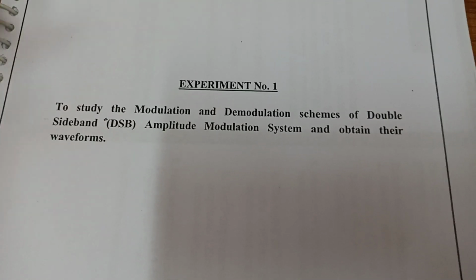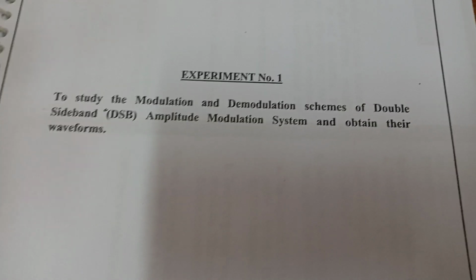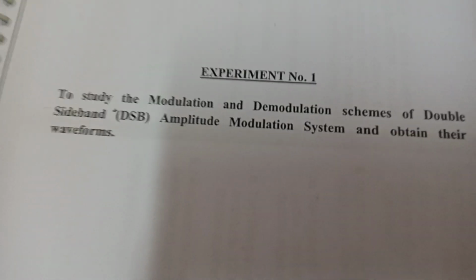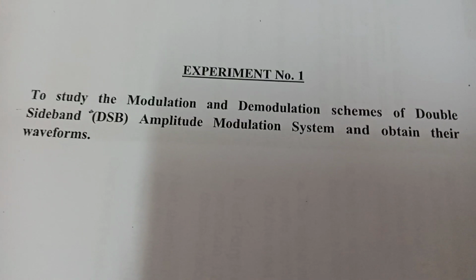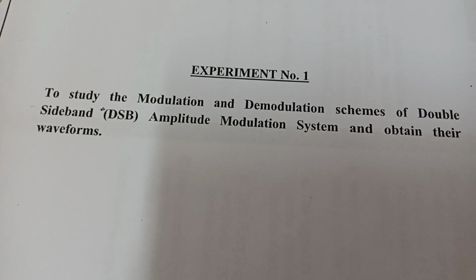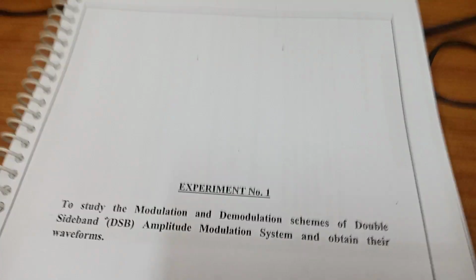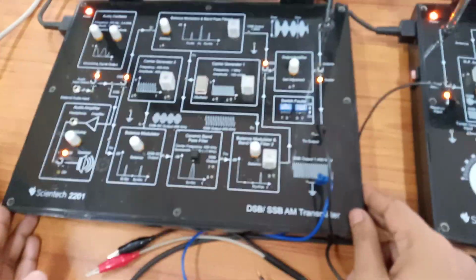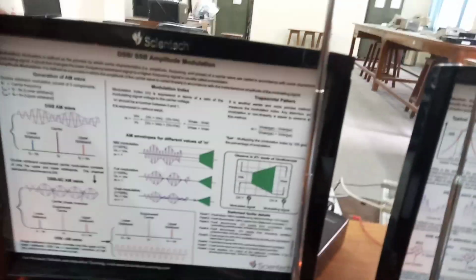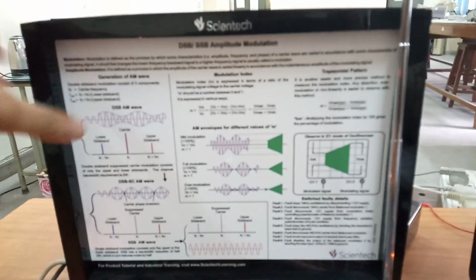The objective of our experiment is to study the modulation and demodulation scheme of a double sideband DSB amplitude modulation system and obtain their waveforms. Today in this experiment we have a kit for amplitude modulation. This is a transmitter kit. You can see the diagrams are shown.